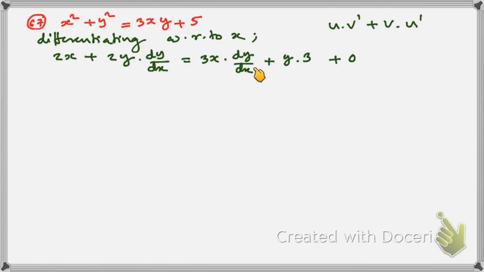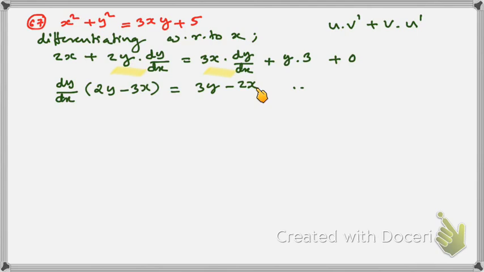Now what you do is you can see that there are two dy by dx terms. So you bring them all to the same side and solve for dy by dx. So I'm going to mark these two dy by dx terms and I'm going to collect them on the left side. So I'll get dy by dx as common factor. You have 2y here, and when I bring this term to the left side, minus 3x, because dy by dx is common factor taken out. And the term on the right side is 3y, which I'll copy first, and take this 2x to the other side, which is minus 2x.